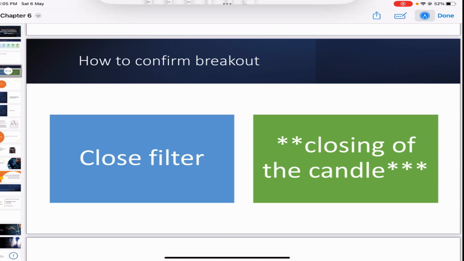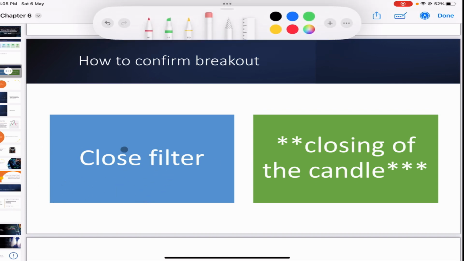The second thing is a close filter. You need to wait for the candle closing before you enter into a breakout. Whenever you want to trade a breakout or a breakdown, you need to wait for the candle to close. Do not look at the wicks. Do not look at the high or low of the candle and take an entry. You need the candle to close below the support level or above the resistance level, based on whatever you are trading. So you need the candle to give a proper closing.